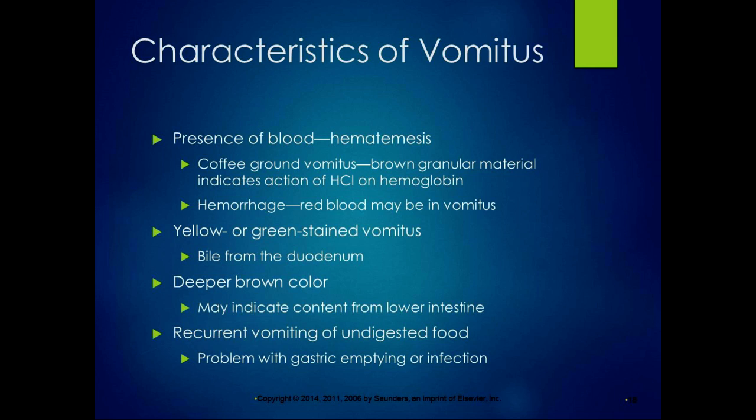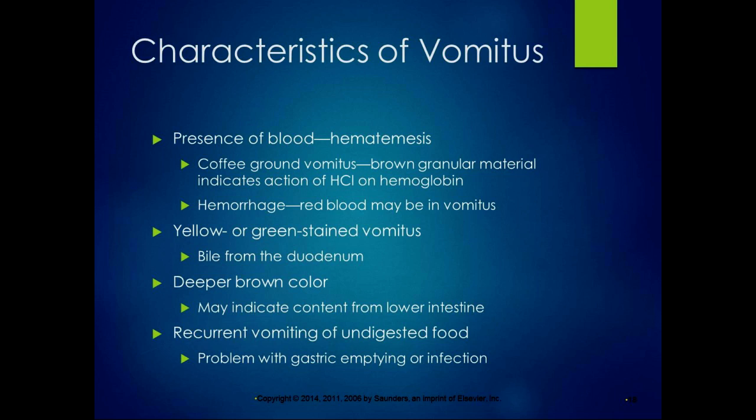A hemorrhage might cause you to vomit up bright red blood. So there's some place actively bleeding when you're doing that. Yellow or green stained vomit can be because it includes bile from the duodenum. A deeper brown color might indicate content from the lower intestine.